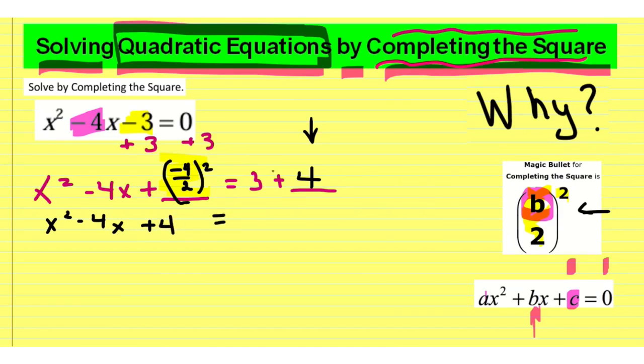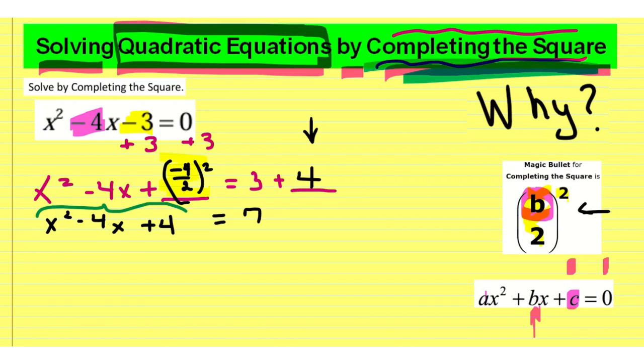And that is equal to 3 plus 4 on this side, which is 7. Okay, so I have now completed the square. This little section right here, this little trinomial that has been created, is a perfect square trinomial. And that is what is known as completing the square.